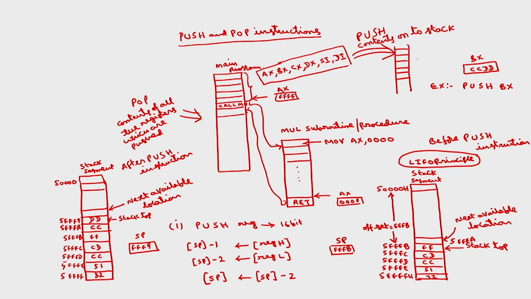So if I assume that this is before push and this is after push, and if I take this as before pop, this will be again after pop. So the original contents of the BX will be restored. In this way, we can use the registers in both the main program as well as the subroutine by using the stack. This is about the first push instruction, which is push register.